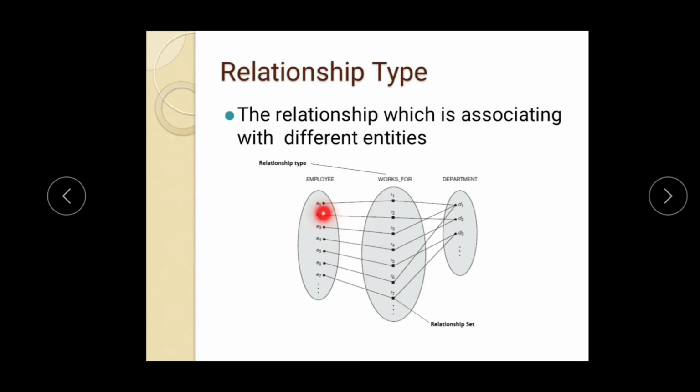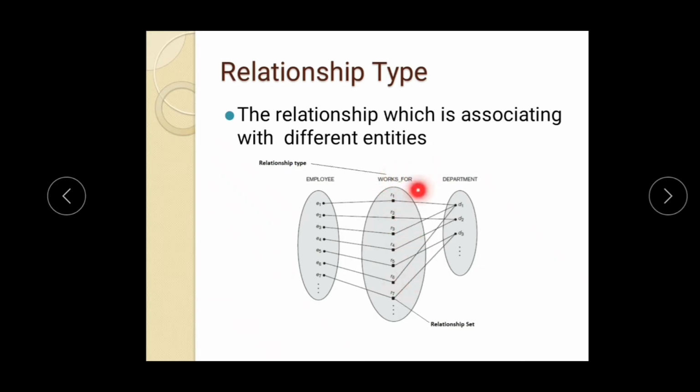Clear? So what type of association is happening here? It means that E1 is working for the department D1, E2 is working for department D2, E3 is working for department D1. So what is the name of the association here? The name of the association here is works for. So the relationship type is works for, and R1, R2, R3, etc.